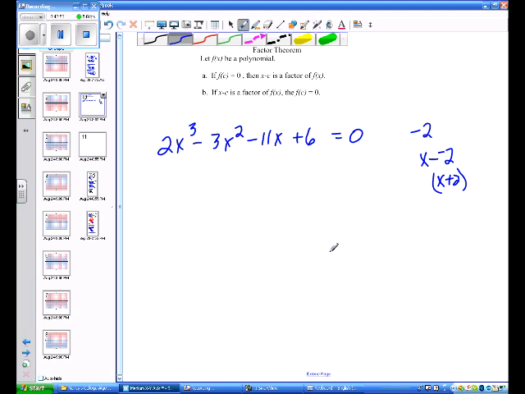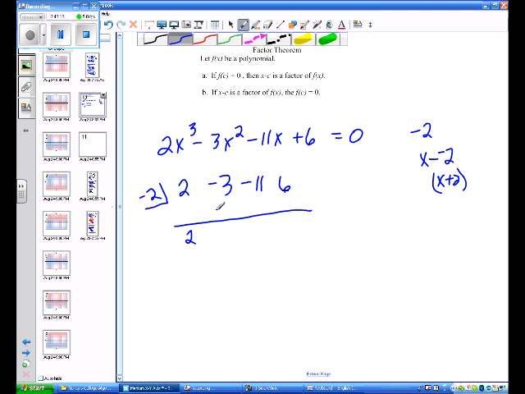Now, what we want to do is to find the other factors. And we want to solve it. We know one factor, so if we can find the other. So let's use our long division, or our synthetic division. 2, minus 3, minus 11, 6. And we're going to divide it by negative 2. We already know we're going to get 0 because that's what we were told.